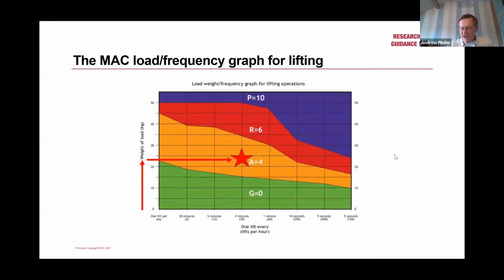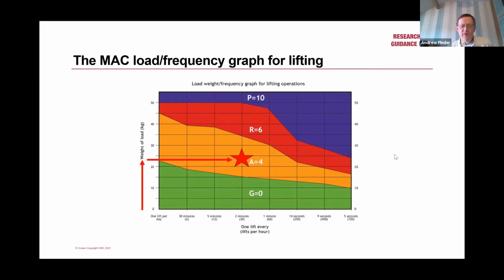And the issue around variable handling is usually to do with variable loads and variable rates or frequencies. If you look at the normal VMAC, then the assumption is that you're dealing with a fixed weight at a fixed frequency. So you can say, right, my load is, in this case, about 23 kilos, and somebody's handling it once every 2 minutes. That's in the amber zone. So that then is the first stage of your assessment. You say load frequency for lifting is amber.